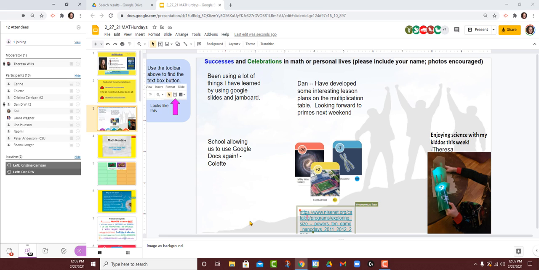How cool. I haven't thought of too many different ways of looking at the multiplication table, but now I can't unthink that. That's so cool. Thanks for sharing. Colette, you're able to use Google Docs again. I'm assuming that's going to make a big difference in your teaching.